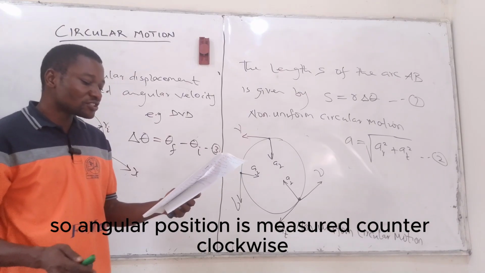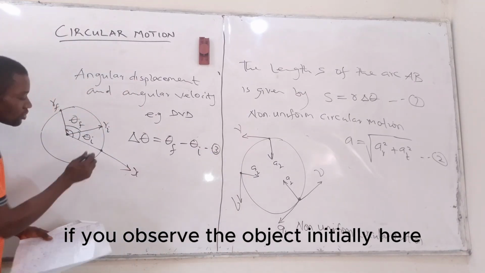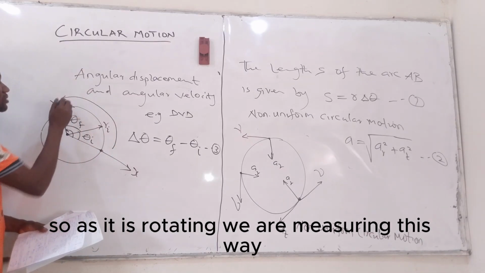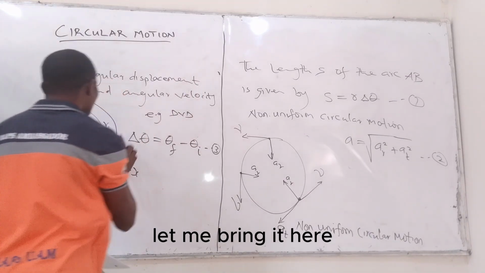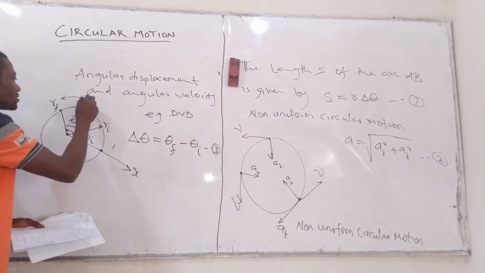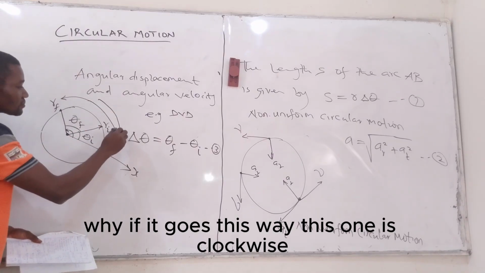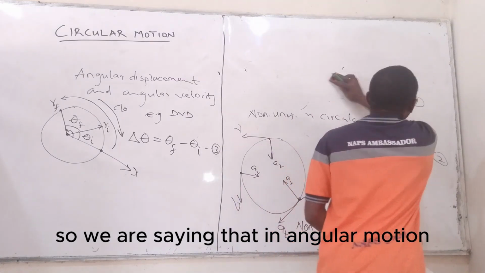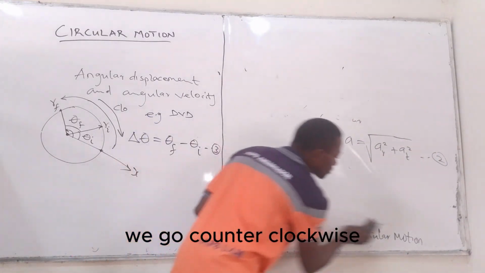So angular position is measured counterclockwise from the reference point. If you observe the object initially here, as it is rotating, we are measuring this way. So this is counterclockwise. Let me bring it here. Okay, this is counterclockwise. If it goes this way, this one is clockwise. So we are saying that in angular motion, we go counterclockwise.